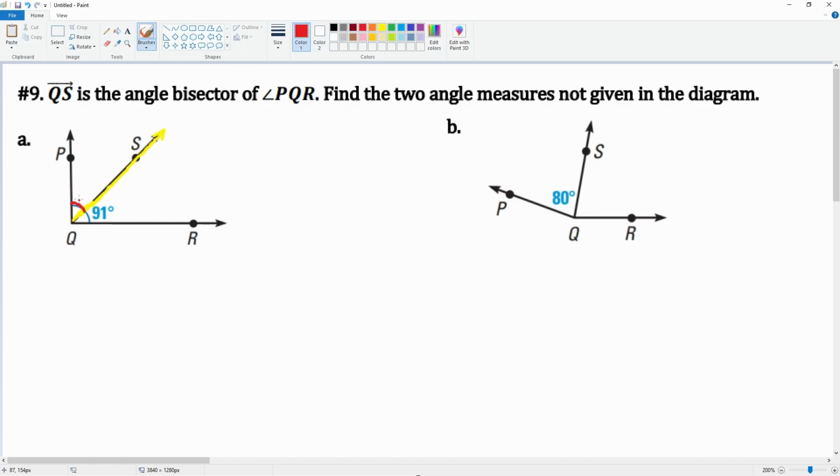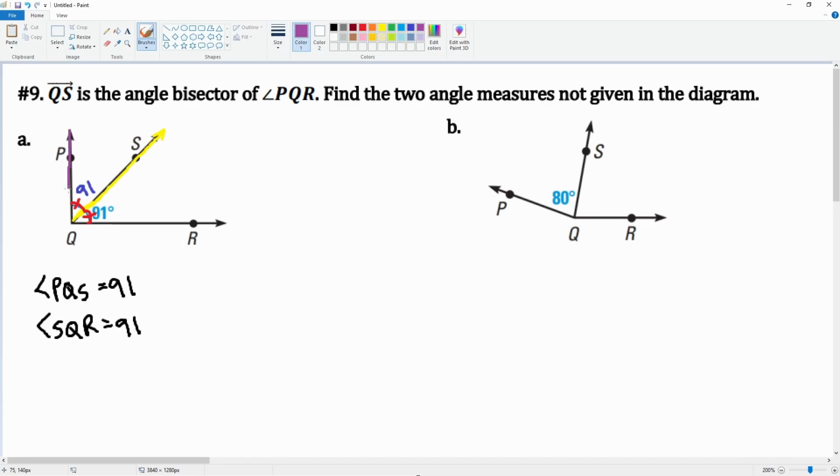The first angle is here. The second angle is here. All right, these two angles have to be the same measure, so this one has to be 91 degrees. So we can say angle PQS is 91 degrees. Then we know that the other one here is SQR. We know that also is 91. Those are your two pieces.